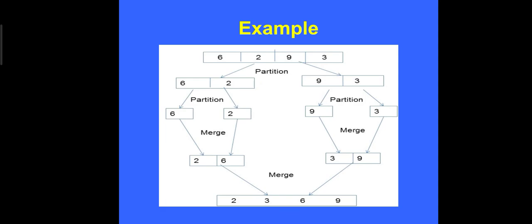Meanwhile, the sublist of 9 and the sublist of 3 are compared. Here 3 is less than 9, therefore we can exchange, giving 3 and 9. Again we can do this in parallel, and we get the result 2, 3, 6, 9. So that's all about odd even merge sort.